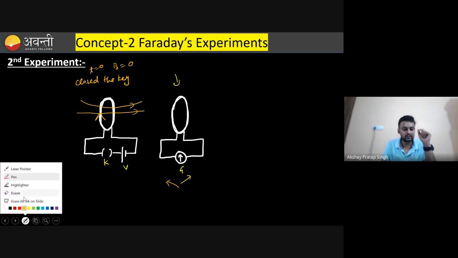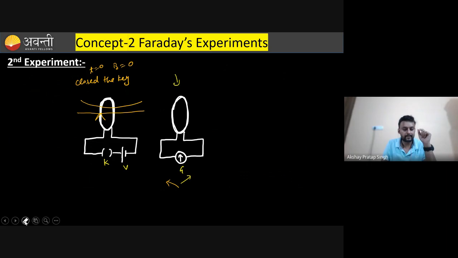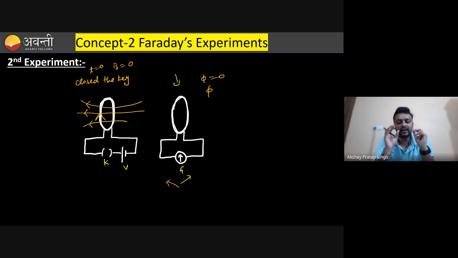It will create some magnetic field like that. This field will get linked with this coil, and due to this some flux is changing. Initially there was no flux, and now there is some flux. So flux is changing with this coil as well. That's why Faraday concluded that whenever there is a change in flux, a current or EMF is induced in the coil. And this induced EMF is known as electromagnetic induction.